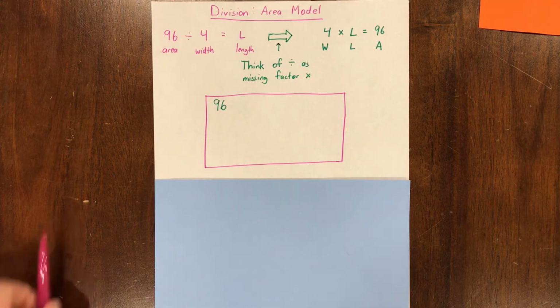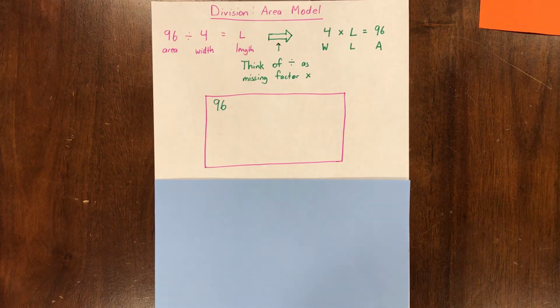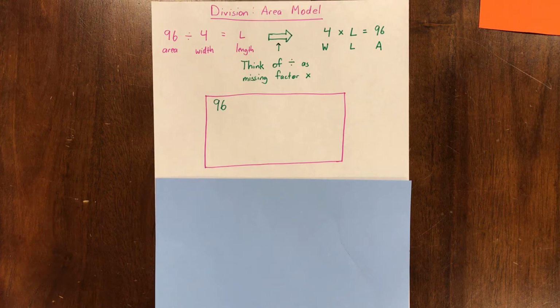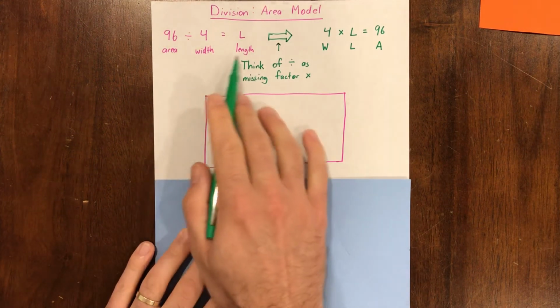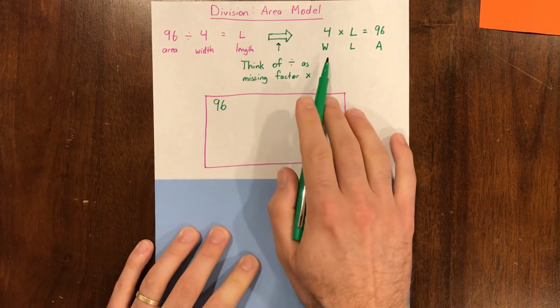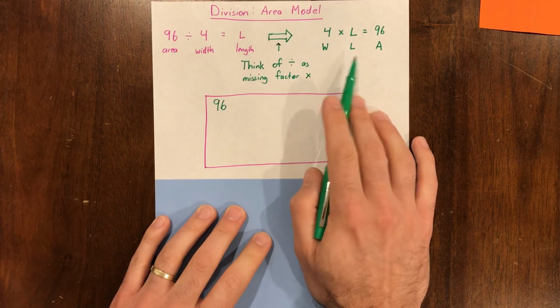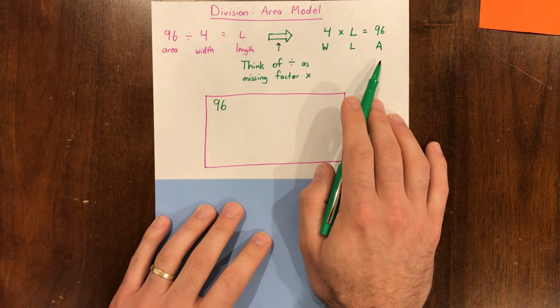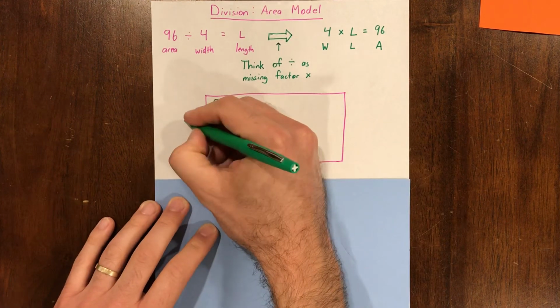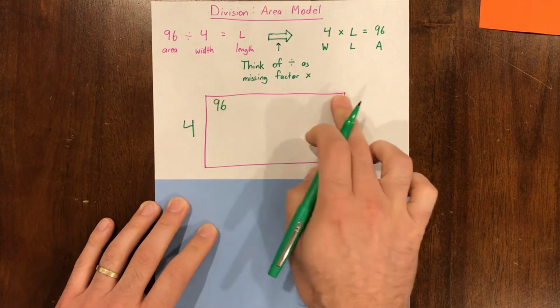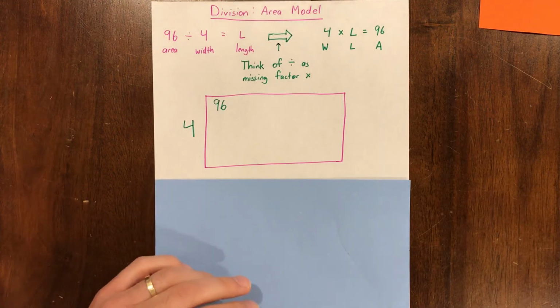All right, what about the divisor and the quotient? What parts of the rectangle do those become? Say it out loud. Right, the divisor and the quotient, those become the width and the length, because those are the two factors we're multiplying to find the area. Okay, so I'll label the width as 4, and then the length we don't know yet. That's what we're trying to figure out.